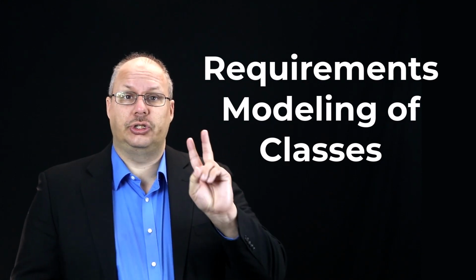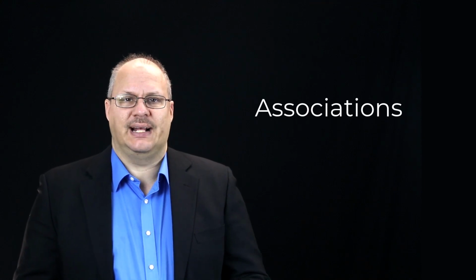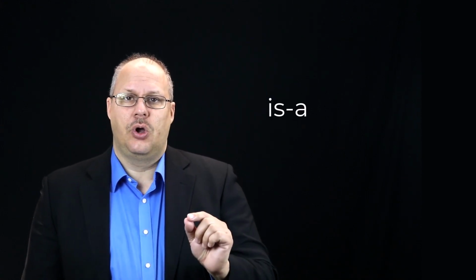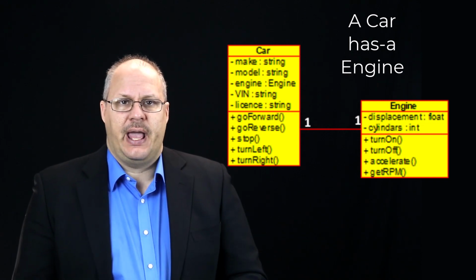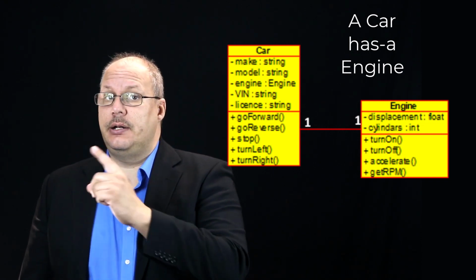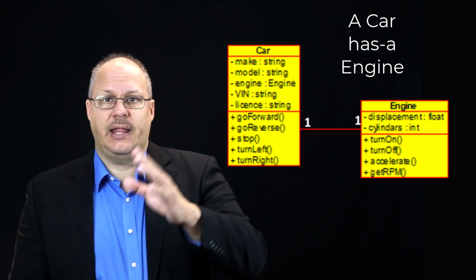Many times, two or more analysis classes are related to one another in some fashion or another. In UML, this is referred to as associations. With object-oriented code, we often ask if two classes are related or associated through an is-a or has-a type of relationship. For example, a car, an object, has an engine, another object. This shows that there's an association between the engine and the car.